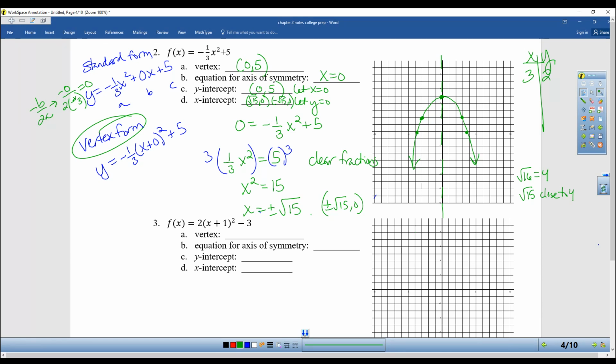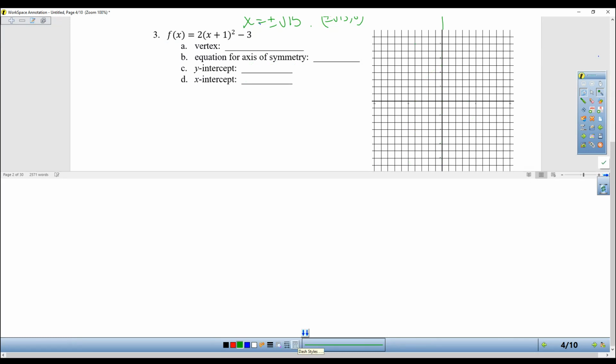And it gives you a really nice shape. Back to vertex form, everybody's favorite. So vertex form, this vertex, don't forget, opposite of this one, same as this one. So my vertex is at negative 1, negative 3. My equation for my line of symmetry is always going to go right down the vertex. So it's x is equal to negative 1.